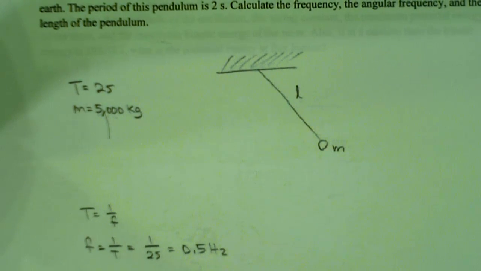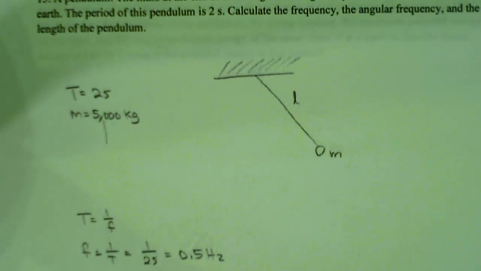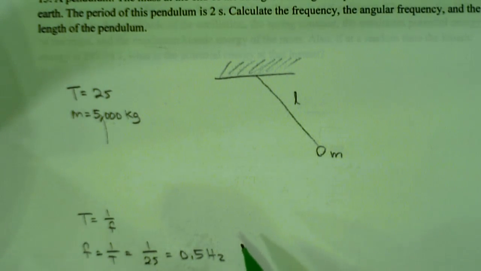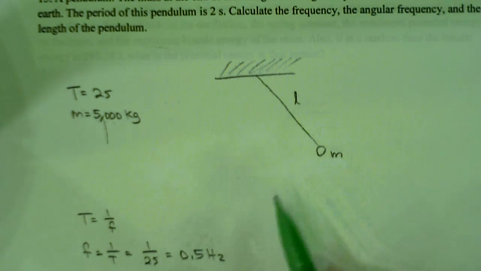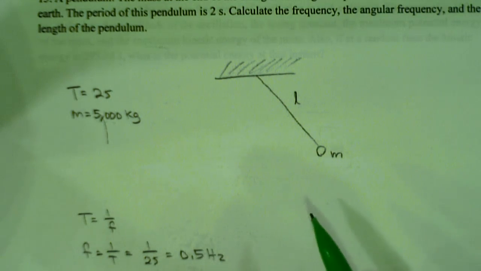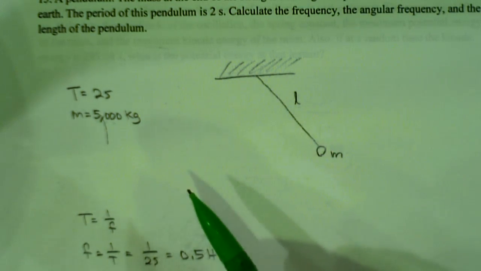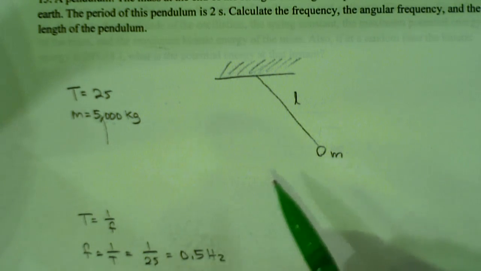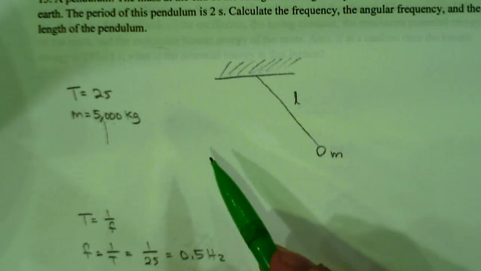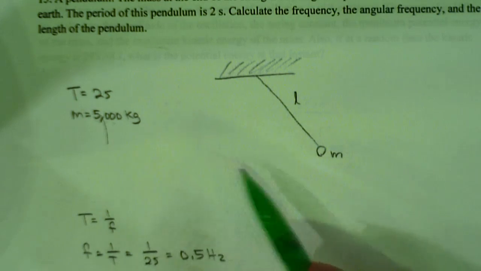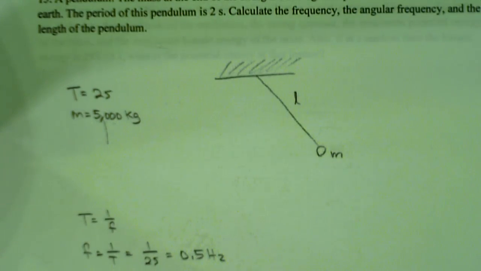All right? And what frequency represents is how many cycles this pendulum is going to do per second. So 0.5 hertz means that it's going to do half a cycle in 1 second. So in 1 second, it's only going to make it to this other side. And then it's going to take 2 seconds to reach its original position.